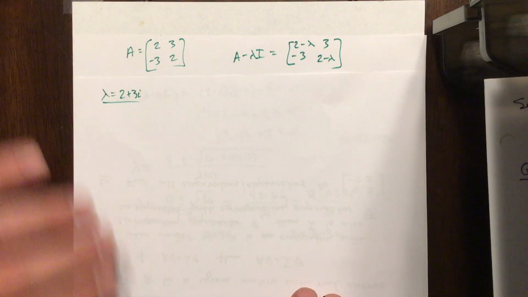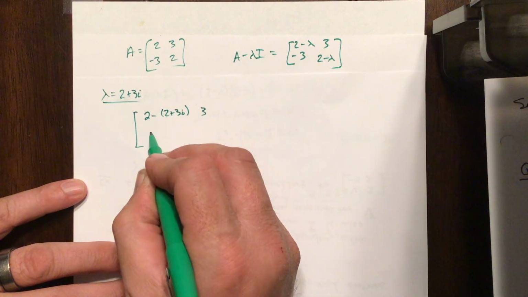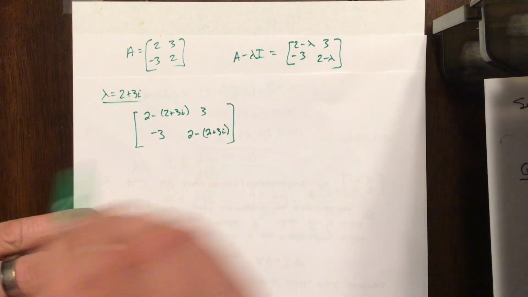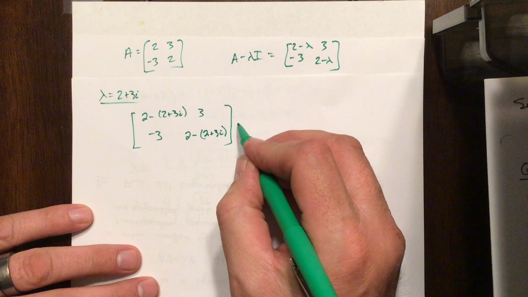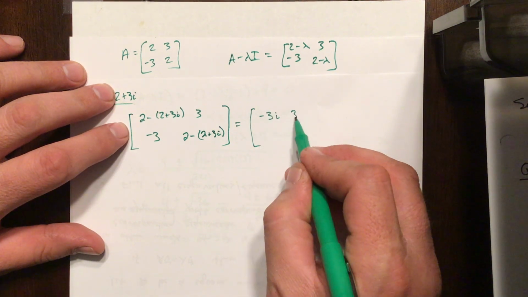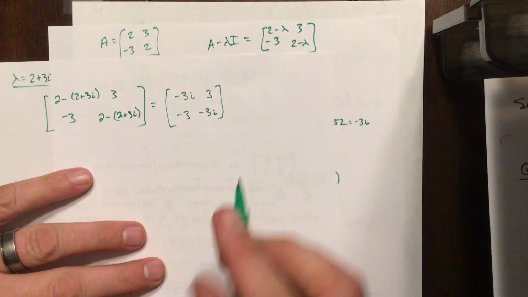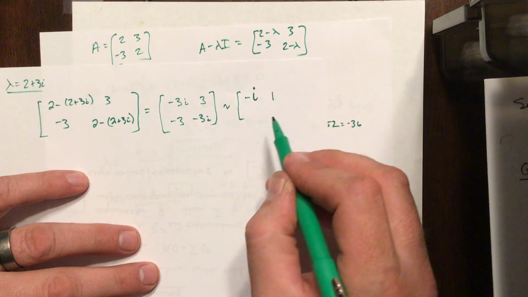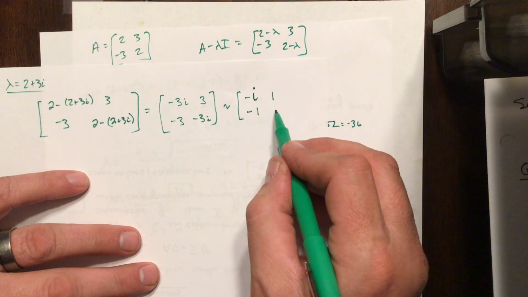Do this the same way that we did it when it was real. So you have the matrix 2 minus (2 plus 3i), 3, minus 3, 2 minus (2 plus 3i). And what we're going to want to do is row reduce. So what is this equal to first before we do any row reduction? 2 minus 2 is 0, minus 3i, and 3, and minus 3, 2 minus 2 is 0, minus 3i. And so this is what? It's minus i and 1, if I just divide by 3. And if I divide by 3 here, it's minus 1 and minus i.